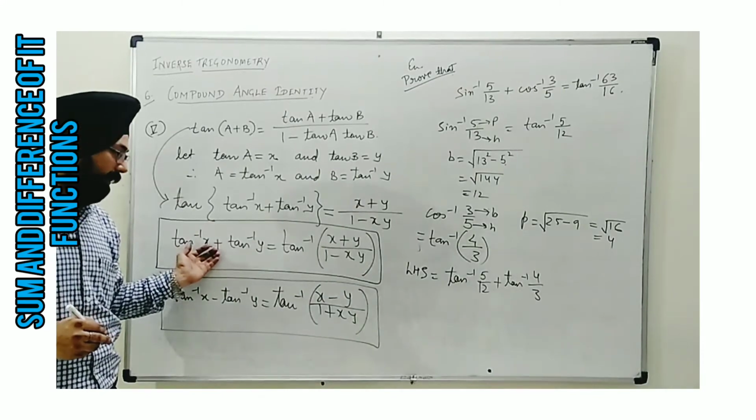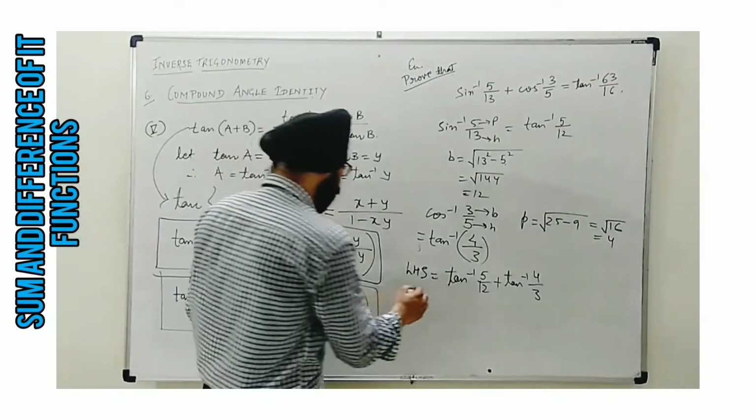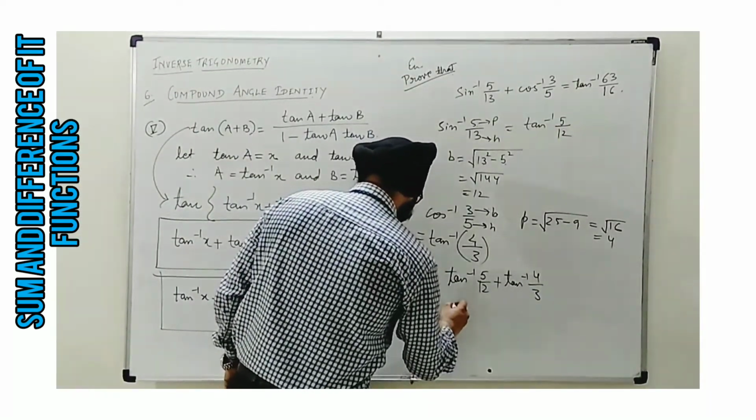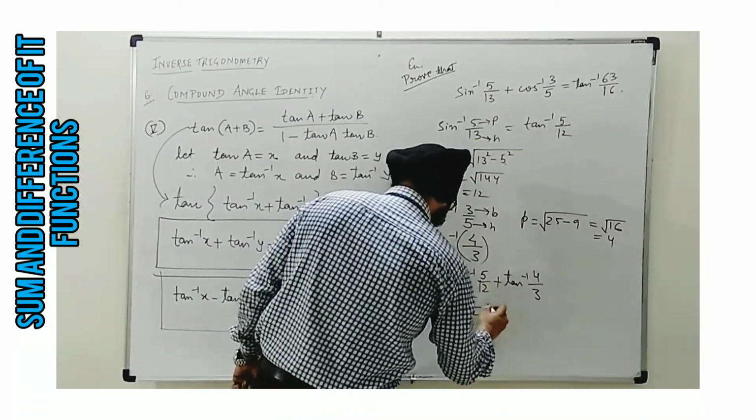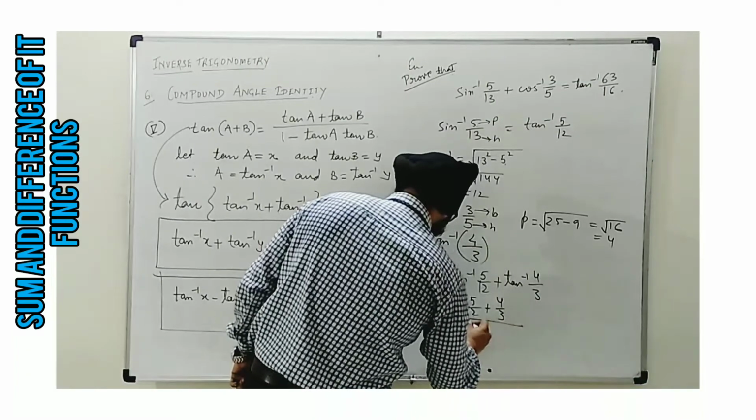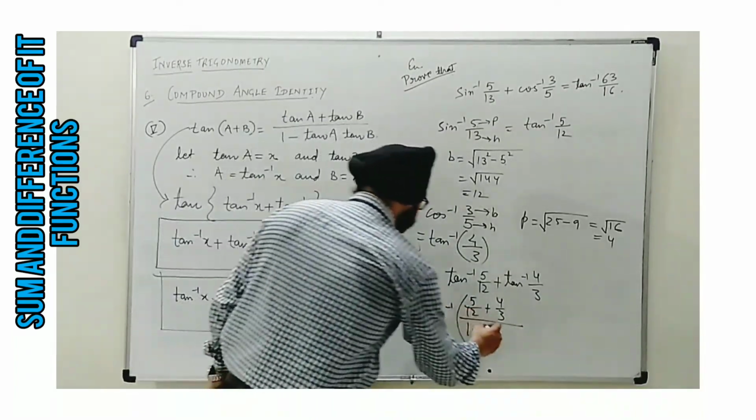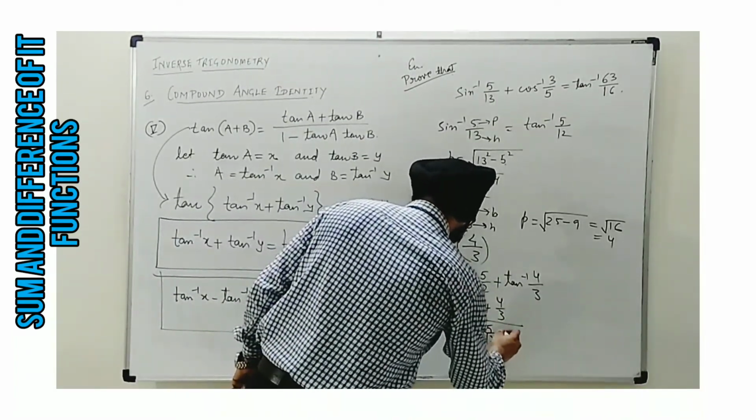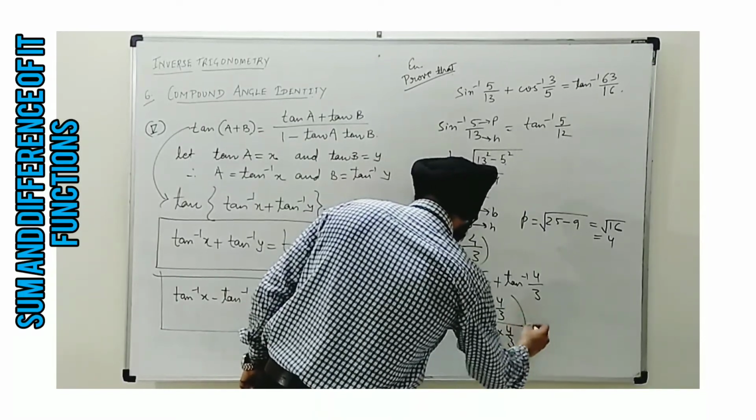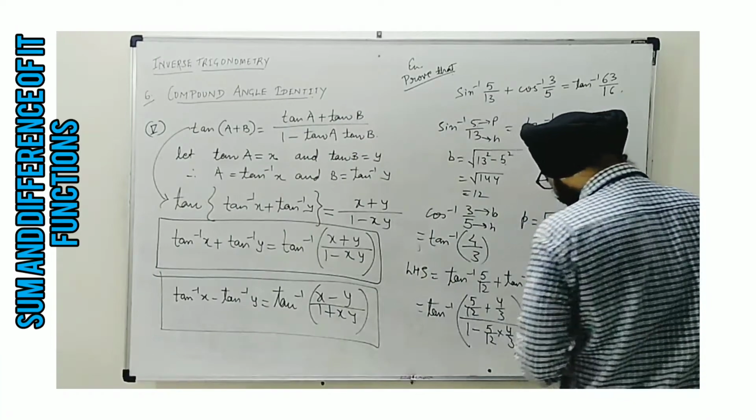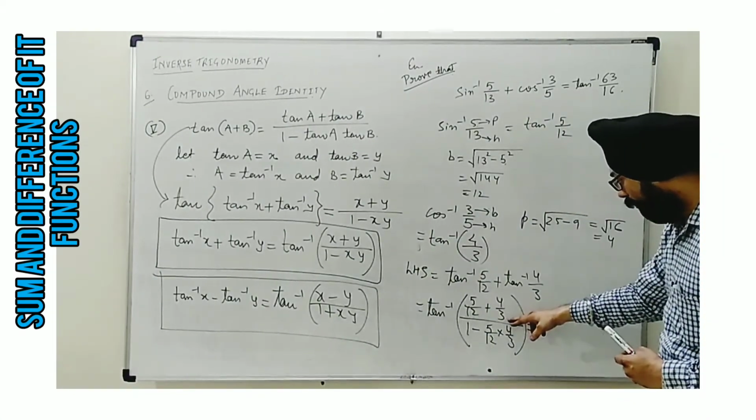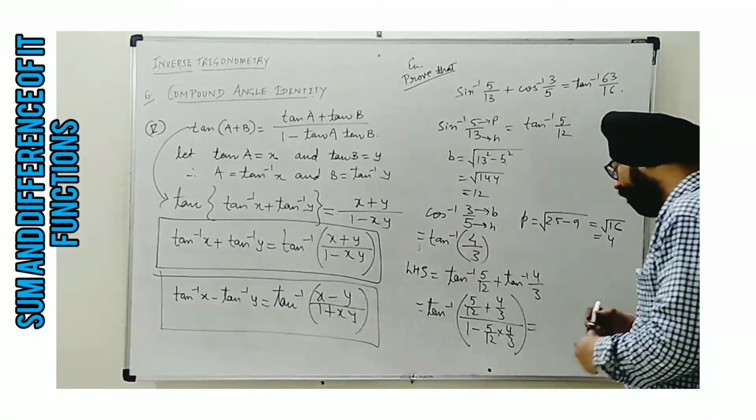We can apply the first identity, which is equal to tan inverse of (x plus y), the sum of these two, divided by 1 minus x into y. So 5 by 12 into 4 by 3. Now simplifying, we get here 12 as LCM, and this will be 4 fours are 16, 16 and 5.